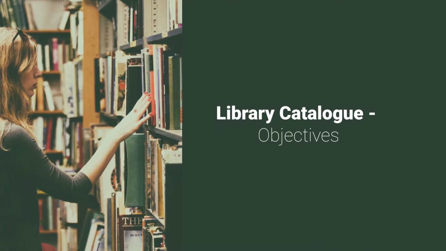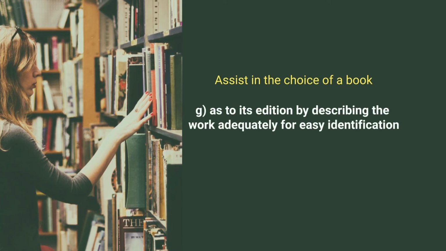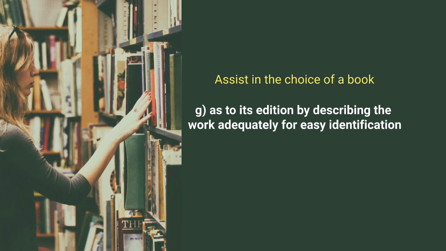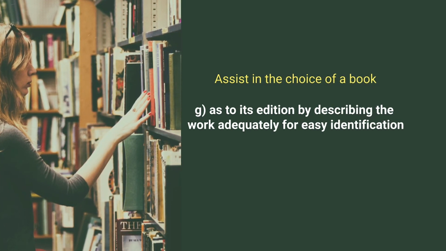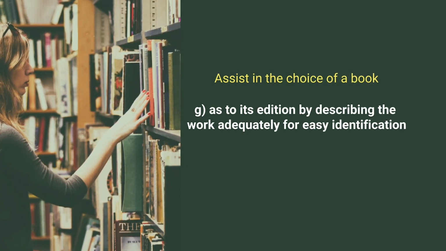Further going into the objectives given by Cutter, the library catalog should also assist in the choice of a book as to its edition by describing the work adequately for easy identification. That means the book is available in different editions. It began long back, until now 15 editions are available.